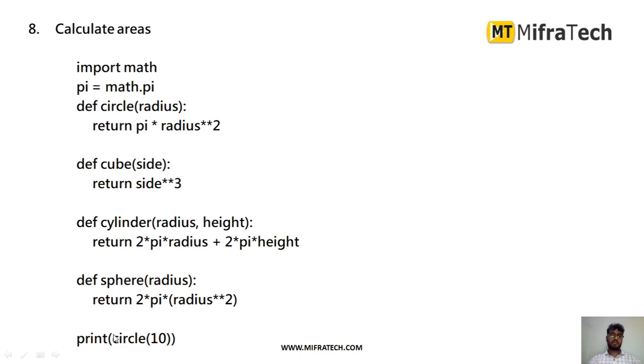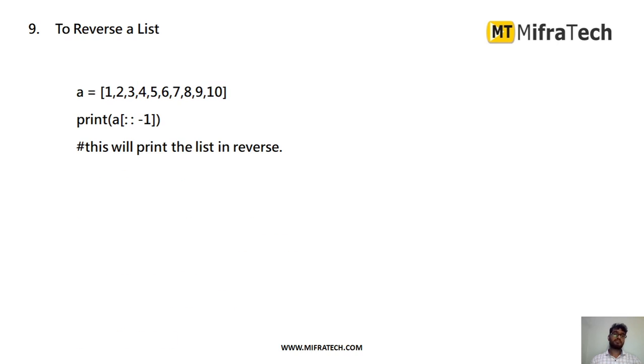In this example I am printing circle of 10. I am passing 10 as an argument to the circle function, so it takes 10 as the radius and squares it. So 100 into 3.14, giving 314 point something as the output. This is how to calculate the area of any required shape.